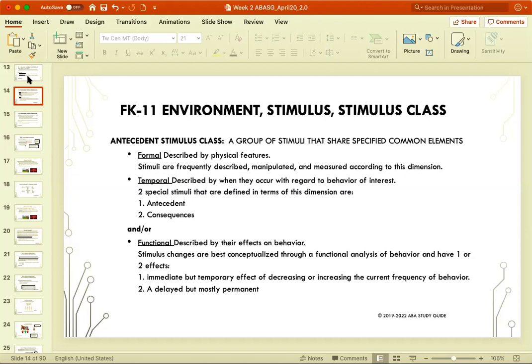And then you have your functional antecedent stimulus class, and that is described by its effects on behavior. So stimulus classes are best conceptualized through a functional analysis of behavior, and they have one or two effects: immediate but temporary effects of the decrease or increase in the current frequency of behavior, and or it can be delayed but mostly permanent effect on behavior.